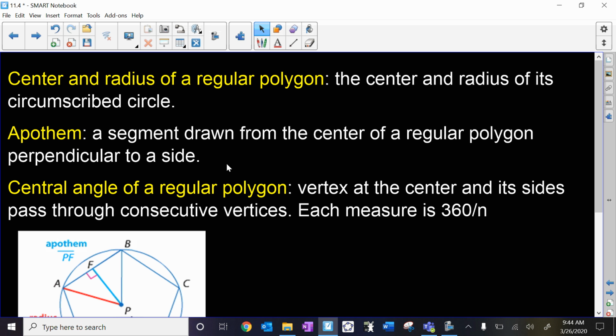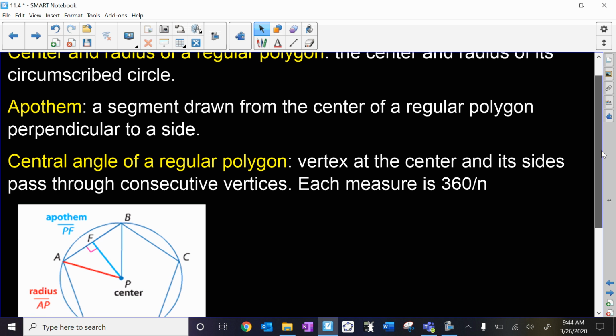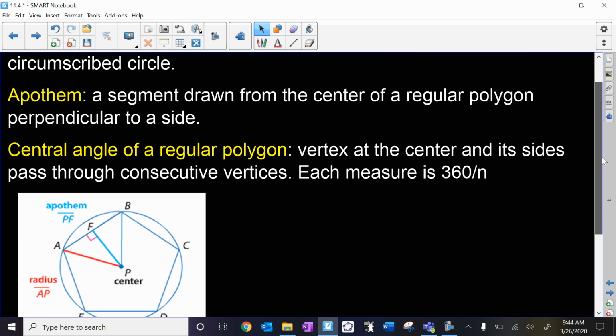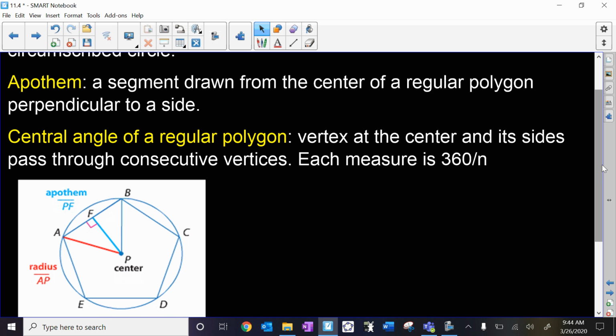You're going to have what is called a center and a radius of a regular polygon, which is basically the circumscribed circle. You can see a picture down here at the bottom. Probably the more important word, though, that we need is the apothem, and that's the segment. It's basically the height of the triangle. So looking down at the picture in here, the apothem is the height of this triangle, which in this case is PF. That's going to be the apothem, or the height.